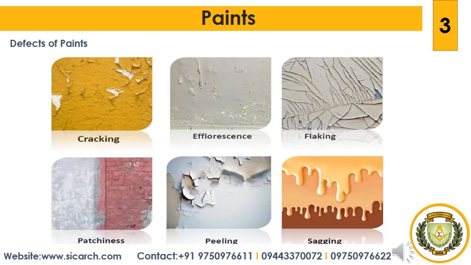The next is sagging. When a vertical or inclined surface is too thickly painted, the defect of sagging occurs. The next one is saponification. The formation of soap patches on the painted surface is termed as saponification, and it is due to the chemical action of the alkalis. The last defect is wrinkling. When a horizontal surface is too thickly painted, the defect of wrinkling becomes prominent.